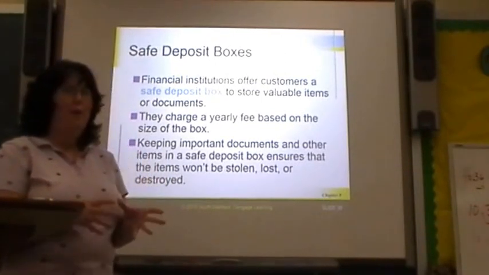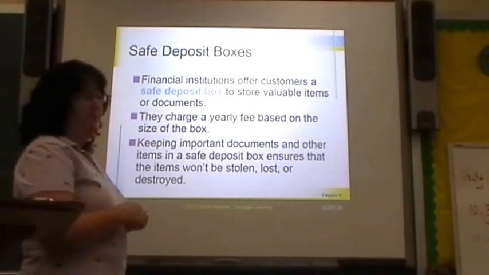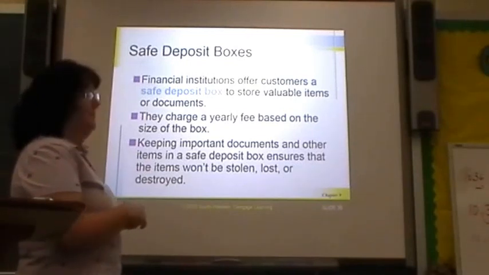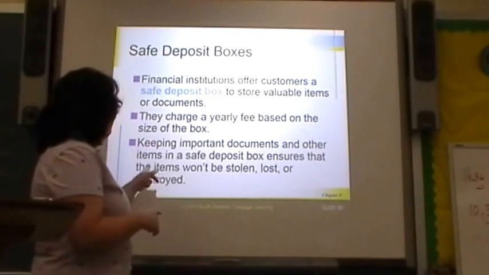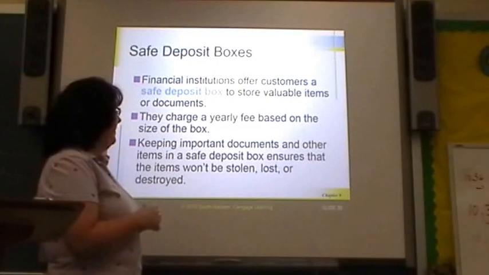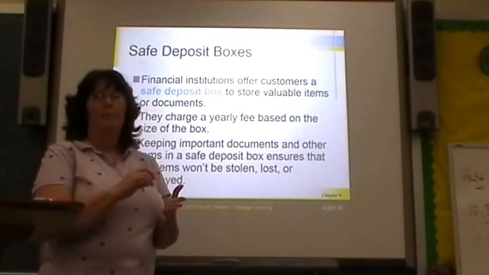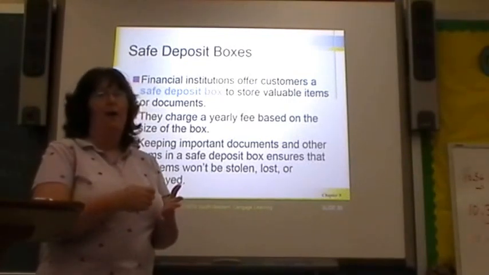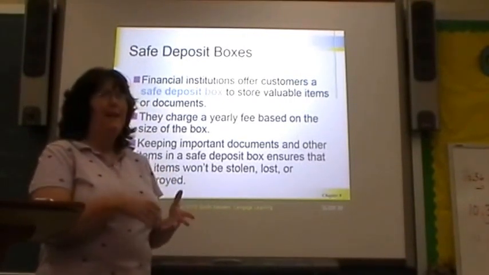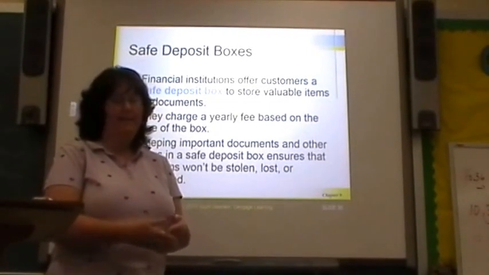Safe deposit boxes are boxes that are actually in the bank. Financial institutions offer customers a safe deposit box to store valuable items or documents. They can charge a yearly fee based on the size of the box. Keeping important documents and other items in a safe deposit box ensures that the items won't be stolen, lost, or destroyed. Somebody has to have an ID. When they come to the bank, they have to have a key. And then the bank also may verify their identity in another way before they'll even let them in the part of the vault that contains the safe deposit boxes.